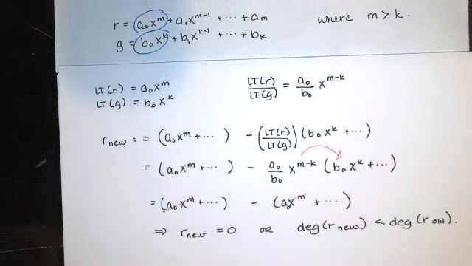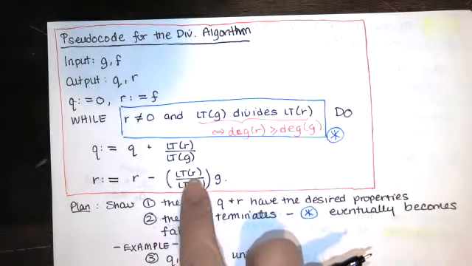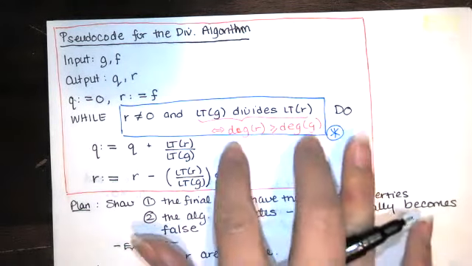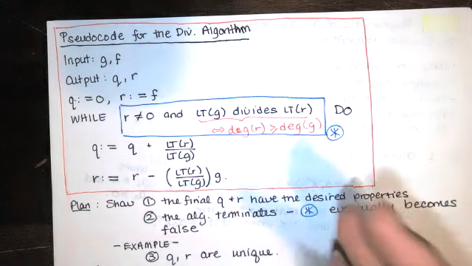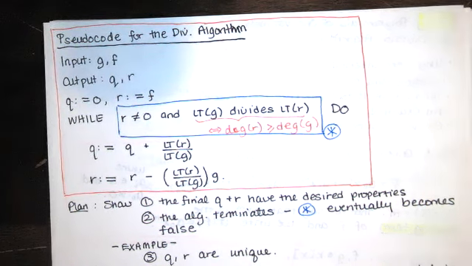Okay, if that's the case, then every single time you go through this algorithm, the degree of r is dropping. So it drops and it drops and it drops, and we started with positive integer values for these degrees, because we're talking about polynomials. Eventually, it's going to run out of times to drop. It's going to drop a finite number of times, and the algorithm must terminate.